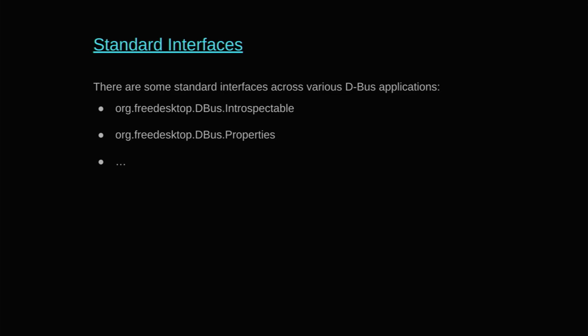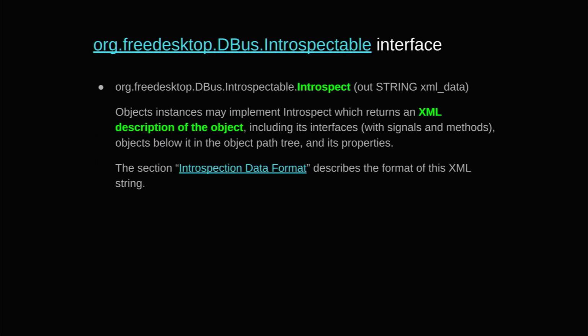And let's talk about the standard interfaces. There are some standard interfaces across D-Bus applications. And the first one is the org.freedesktop.DBus.Introspectable interface. It has a method Introspect. It is a useful method. For example, if you don't understand the object's detailed information, you can use this Introspect method to retrieve all the object's description in XML format. So you can understand and parse it.